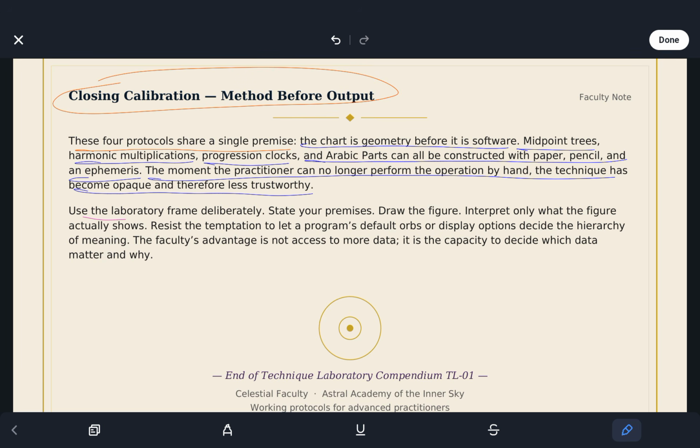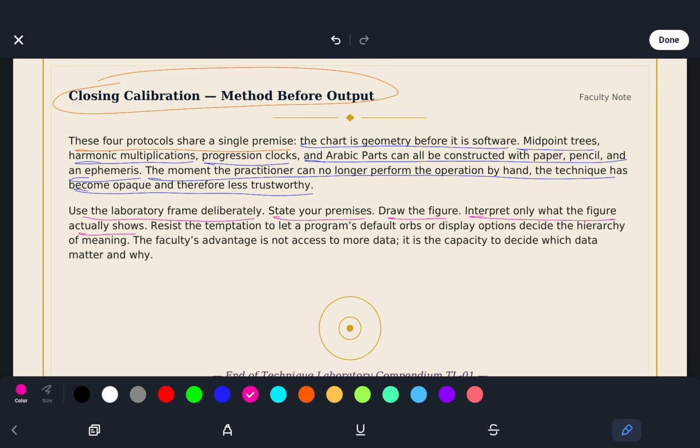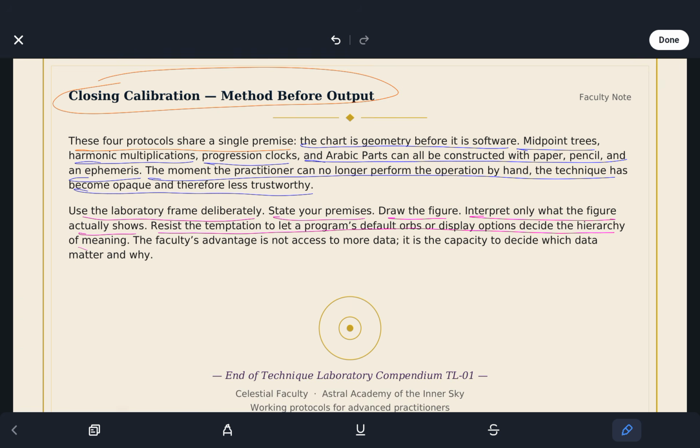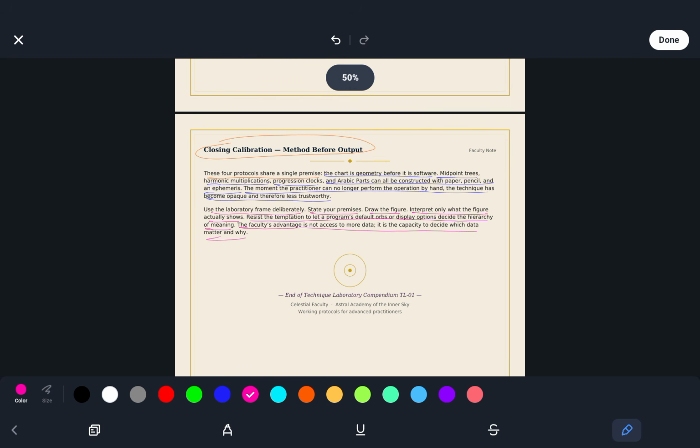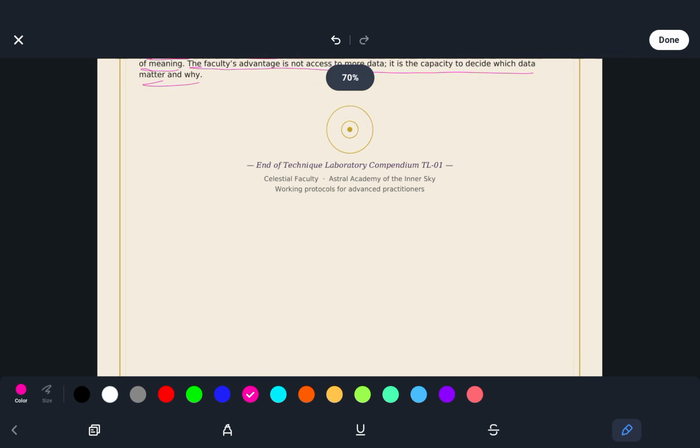Use the laboratory frame deliberately, state your premises, draw the figure, interpret only what the figure actually shows, resist the temptation to let a program's default orbs or display options decide the hierarchy of meaning. The faculty's advantage is not access to more data. It is the capacity to decide which data matter and why.